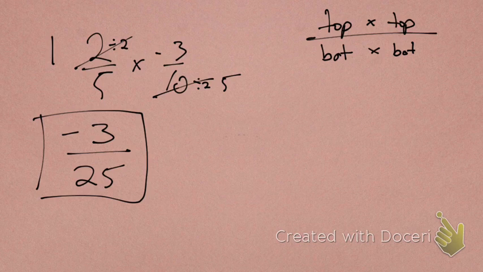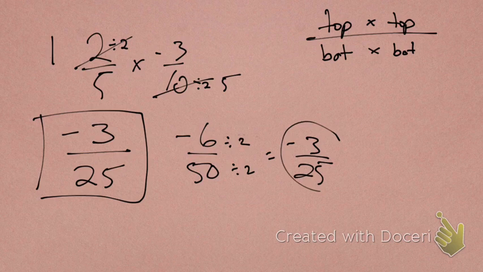And let me show you. Let's say you didn't cross-simplify. You'd have a negative 6/50. Both of those, if they get divided by 2, equals negative 3/25. So you could still get the same answer. You just work with smaller numbers when you cross-simplify. So let me show you why you can cross-simplify, okay?